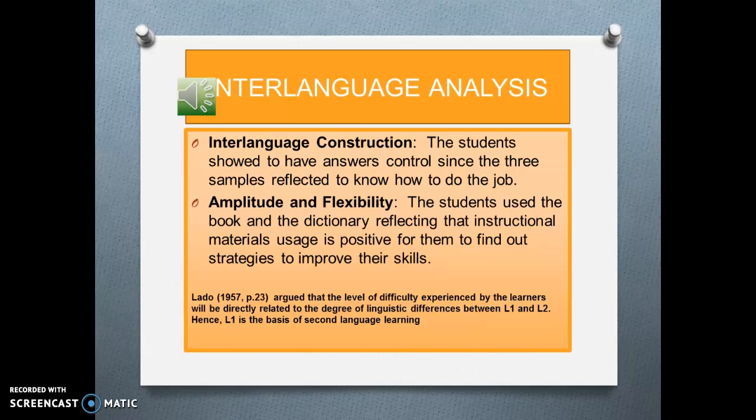We could notice in the samples that interlingual construction is present, since all of them knew exactly what to do about the job. Additionally, students used a dictionary as a help, showing the development of their own strategy.